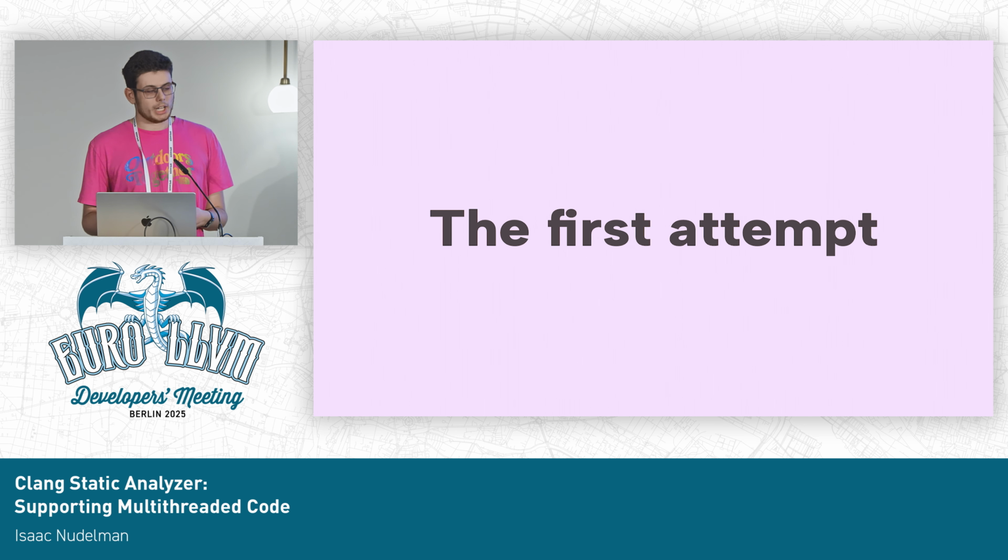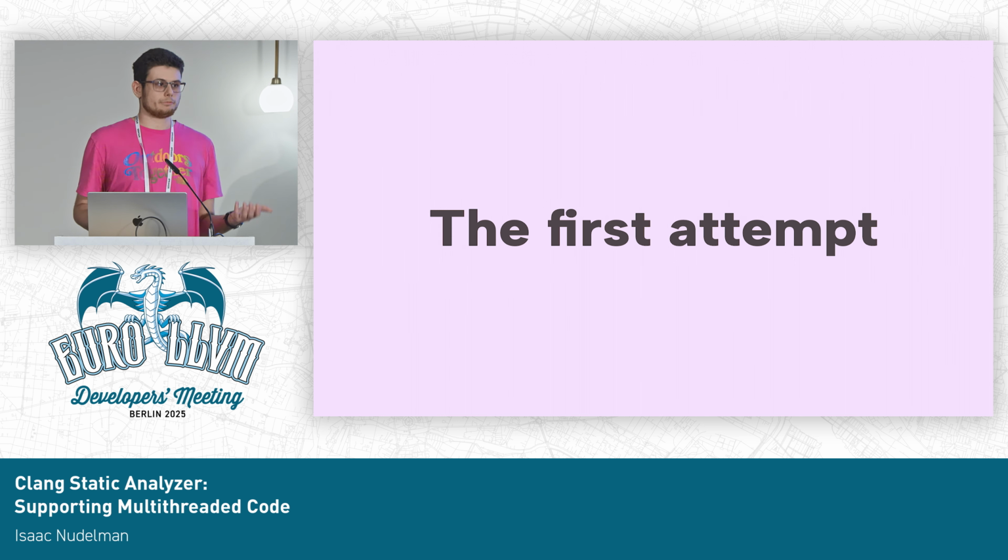Because it turns out that inlining is not really available to the checkers. It's kind of stuck in the core. And more importantly, checkers are not designed to influence the control flow of the symbolic execution. So we need to rethink it.